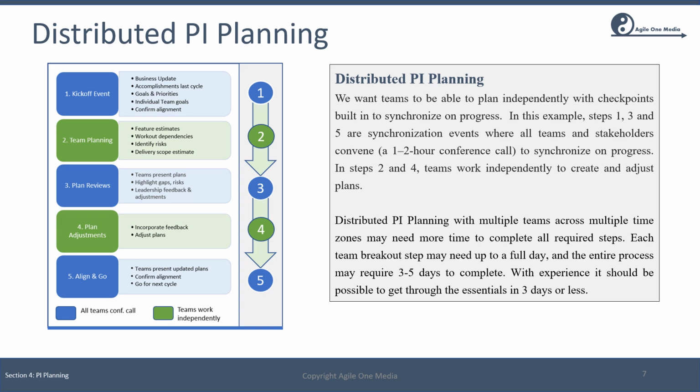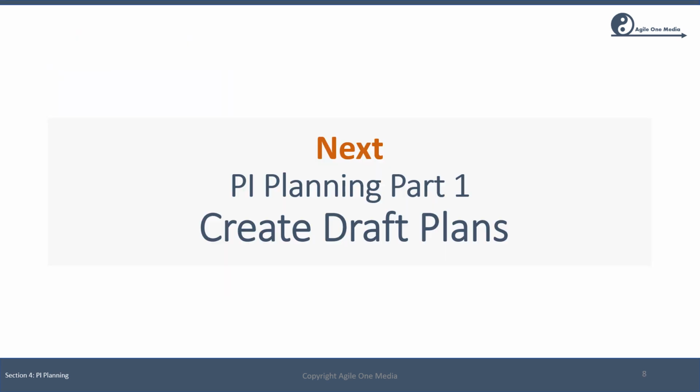And so with the distributed version of the PI planning event, we may need more time to complete all the required steps. So each team breakout step may need up to a full day, and the entire process may require 3 to 5 days to complete overall. But with experience, we should be able to get this down to 3 days or less. In the next part of this section, we're going to do a detailed step-by-step walkthrough of how to create our first pass plans.